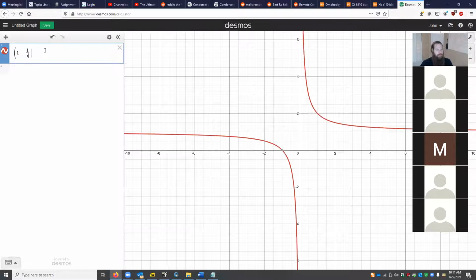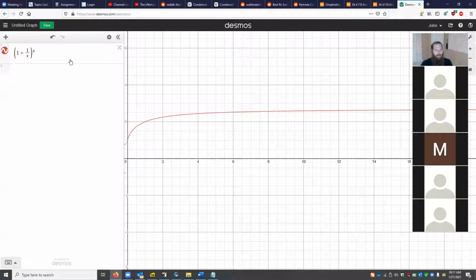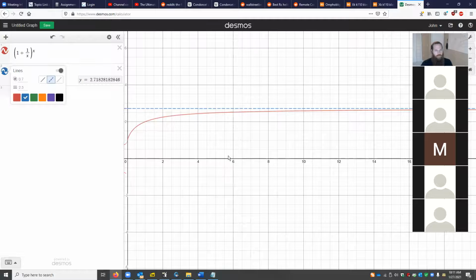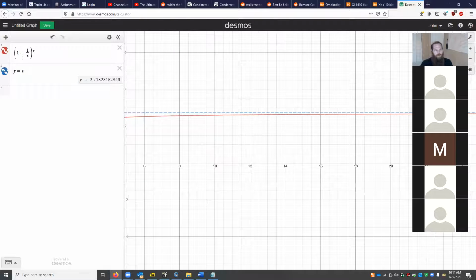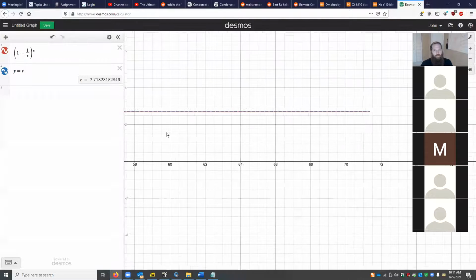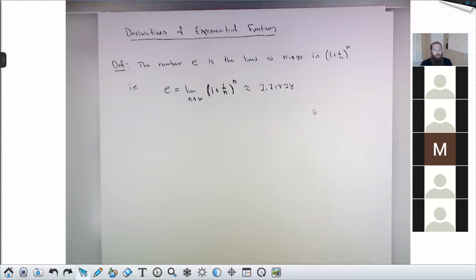I'll use the variable x because Desmos will get less confused. Looks a little bit weird over there to the left, but if you zoom way out to the right, you'll see this thing sneaking up on the line y equals e. So as x goes to infinity, (1 plus 1 over x) all raised to the power of x gets closer and closer to this number e, which is like 2.71828, blah, blah, blah. So this is the definition most of us are familiar with.